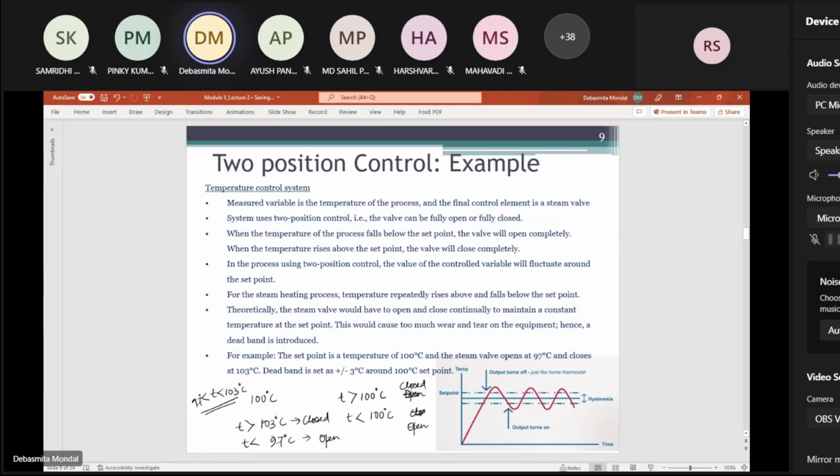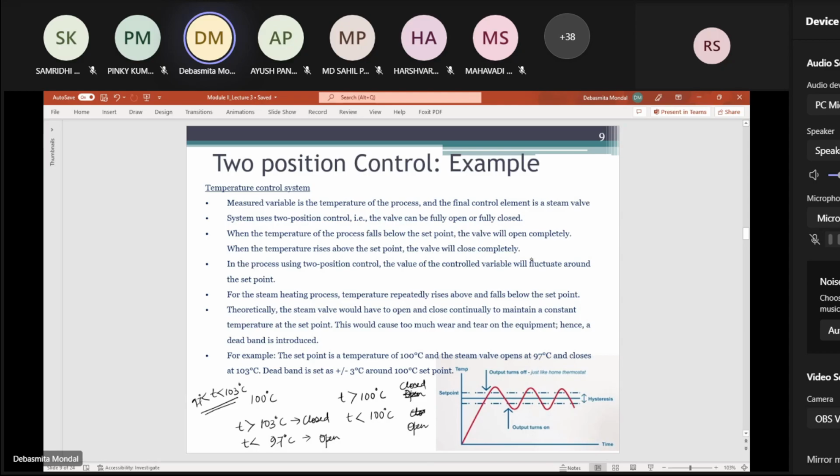That means the system will not respond to any changes in temperature between 97 degrees and 103 degrees. With this plus minus 3 degree deadband, we are reducing the number of fluctuations and the number of switching operations, and we are improving the longevity of the system.